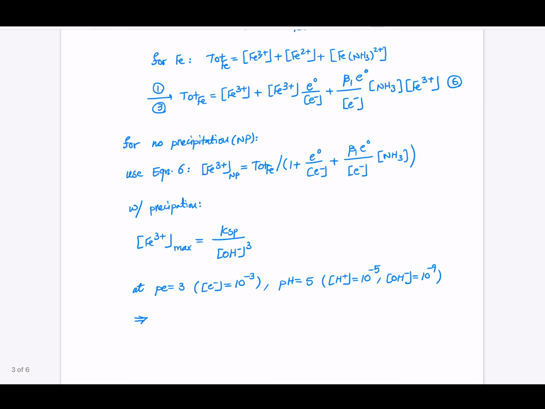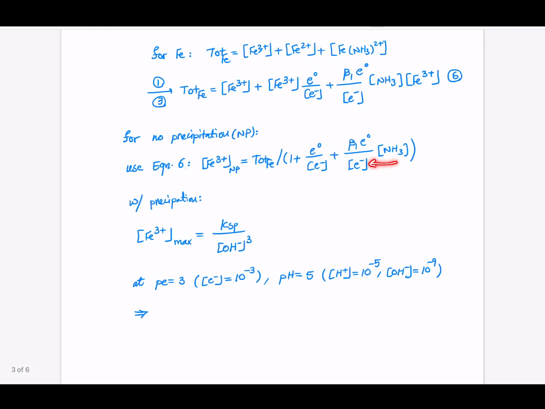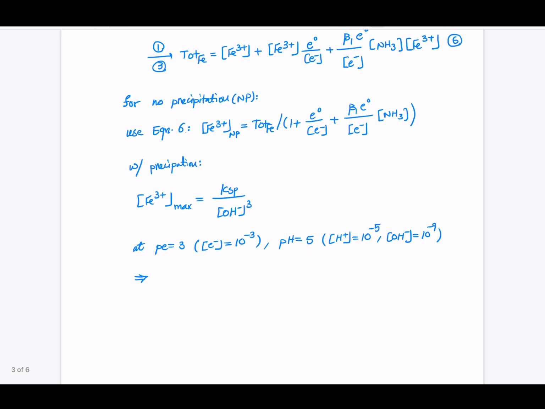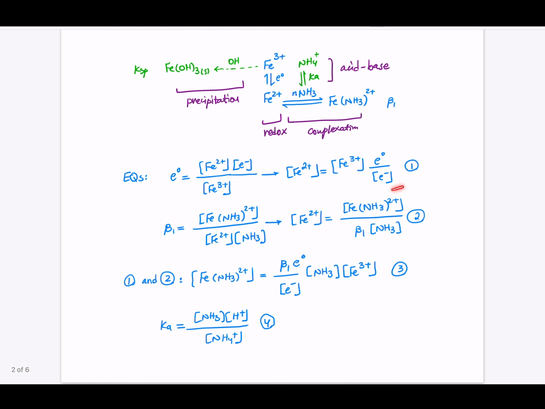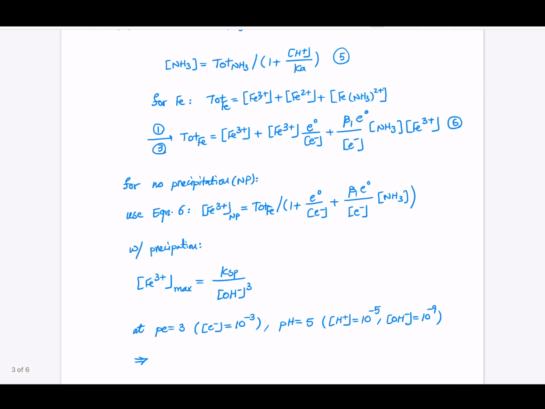So the pipeline would be: at the given pH we calculate NH3. Then at that pH and pE we calculate Fe, no precipitation. Then at that pH we calculate the Fe3+ maximum. We compare these two and pick the minimum. Because the question is asking about Fe2+, once we calculate the Fe3+, we use equation number 1 to calculate Fe2+. So let's do that.